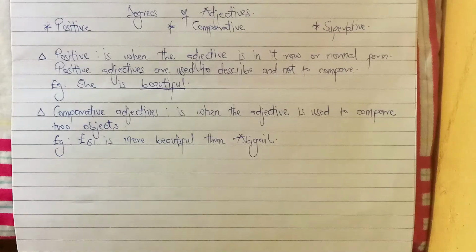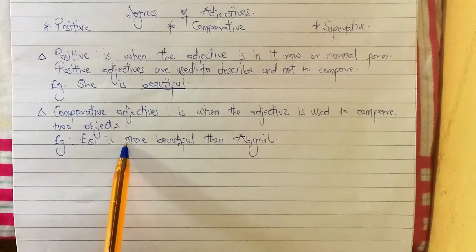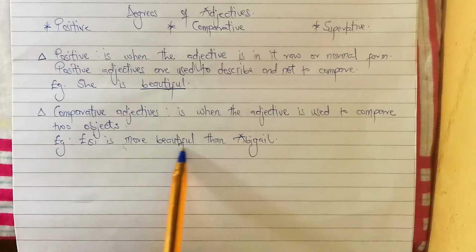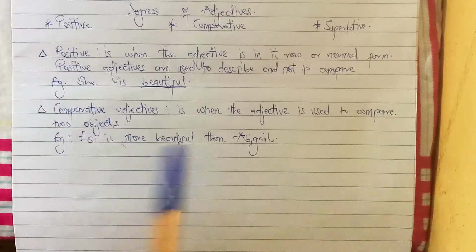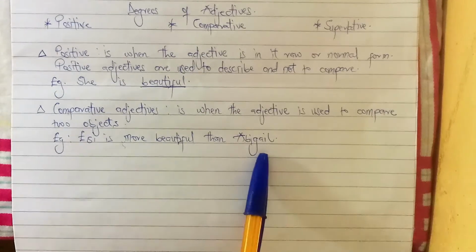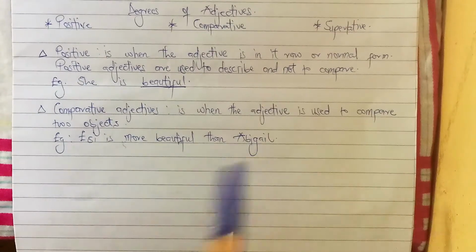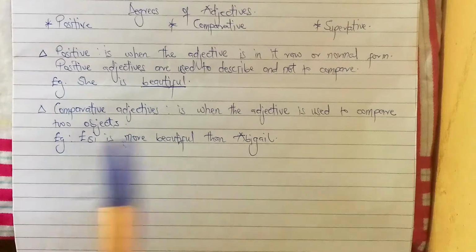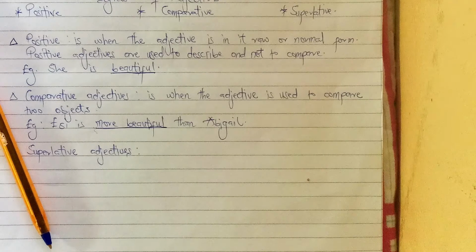So we can have an example such as Ama is more beautiful than Abigail. So over here we see another word, more, being added to the word beautiful. So it has changed beautiful from the positive form to the comparative form. So we can see clearly that Ama is being compared with Abigail, and there are only two people in this place. So that means we are comparing two people. Okay, so the next degree of adjective is the superlative adjective.